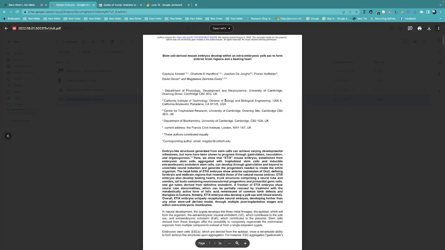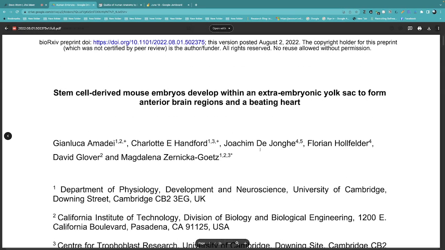So the second paper is the stem cell-derived mouse embryos develop within an extraembryonic yolk sac to form anterior brain regions and a beating heart. So this is about mouse embryos.